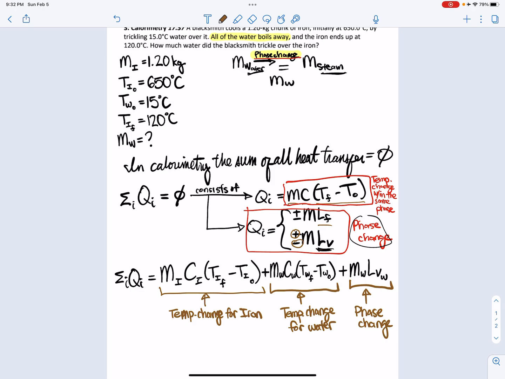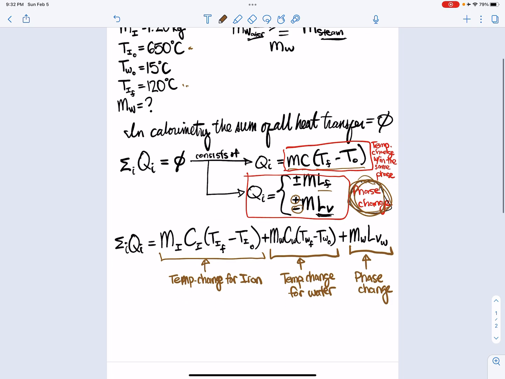You might ask, why doesn't iron have one of these formulas in our equation? And that is because the initial temperature of iron is 650 degrees and the final temperature of iron is 120 degrees Celsius, and the iron doesn't experience a phase change. It's still a solid at both temperatures, initial and final. So that's why there's no phase change formula associated in this problem for iron.